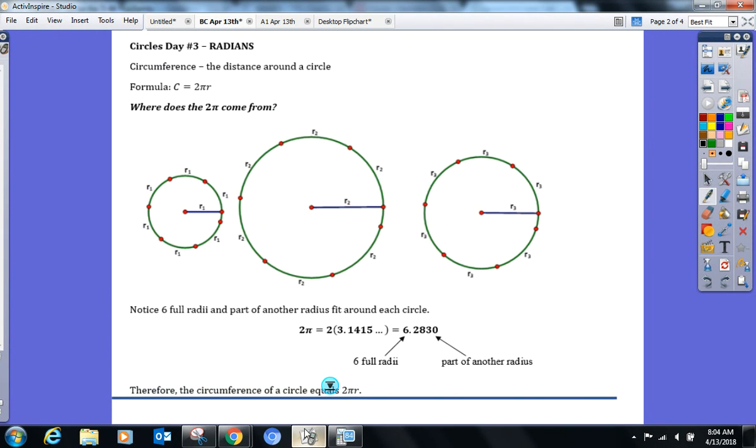All right? Because you take any radius in a circle, you can fit 6 of them and a little more around the circle. I don't know if you find that neat or not, but decided to show it to you anyway.